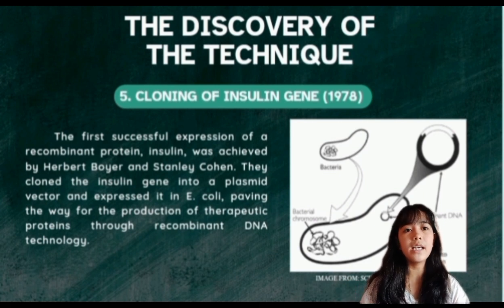From what is seen in the image, the insertion of the recombinant DNA into bacteria involves introducing the DNA molecule into the bacterial cell through transformation. And once inside, the DNA can integrate into the bacterial chromosome, and the recombinant DNA is copied, allowing for the replication and expression of the inserted DNA and the production of the desired protein.